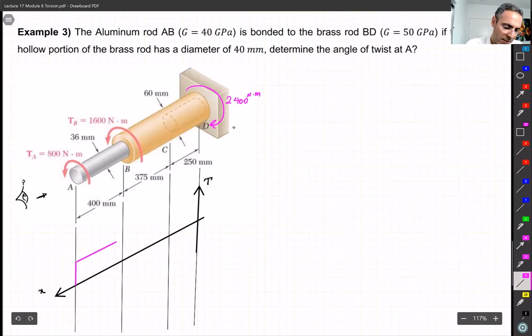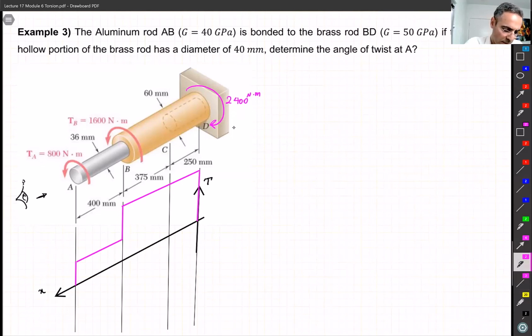Then everything is the same. Then I have 1600, which is positive. So another jump of 1600. And then I'll go all the way down there, and then I have 2400, which means I return back to 0. So everything is good then.